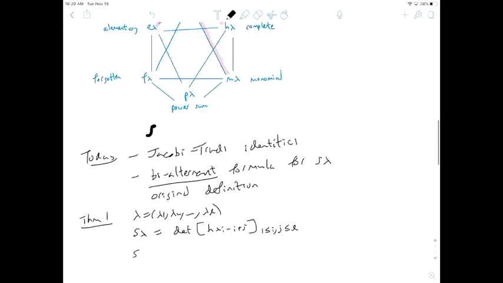And there's also a determinant formula in terms of the elementary symmetric functions. Okay, but notice that this is for the conjugate. So lambda prime is the conjugate of lambda. Okay. So let's do an example before we go into the proof.